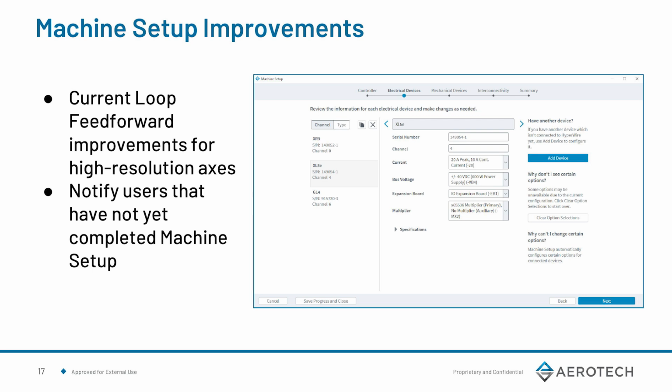As mentioned previously with EasyTune, machine setup will now calculate the current loop setup and feed-forward advanced parameters for axes using a linear amplifier and a mechanical device with high-resolution feedback. In addition, Studio now allows you to launch machine setup from the banner at the top of the application if you haven't yet completed it.